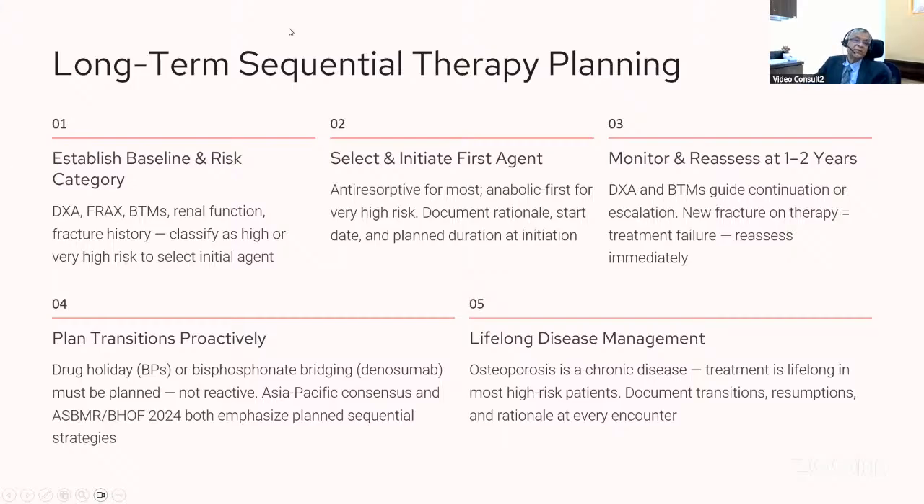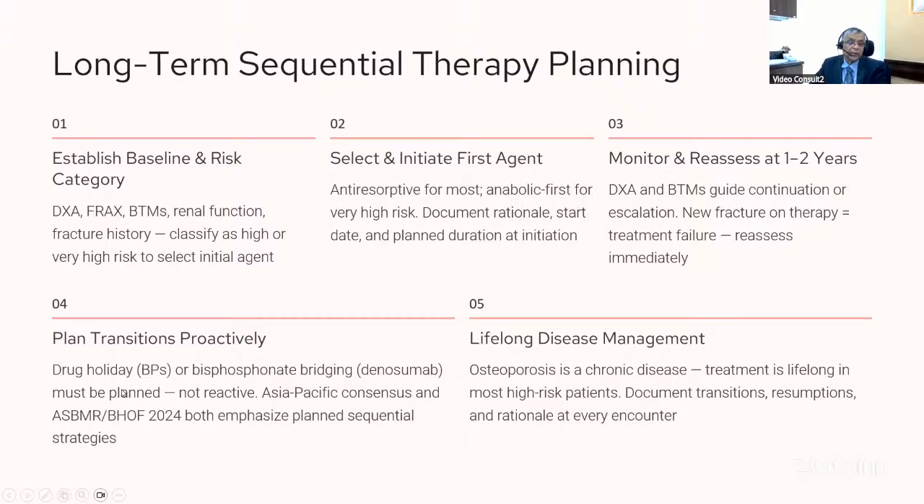So, long-term sequential therapy: establish baseline, including category of DEXA, BTM (bone turnover markers), FRAX, and history, and classify as a high or low risk patient. Select the therapy: antiresorptive for most, anabolic first for the highest risk. Document the rationale, state the date and planned duration of initiation. Monitor and reassess DEXA and bone turnover markers. New fracture on therapy means treatment failure; reassess immediately.